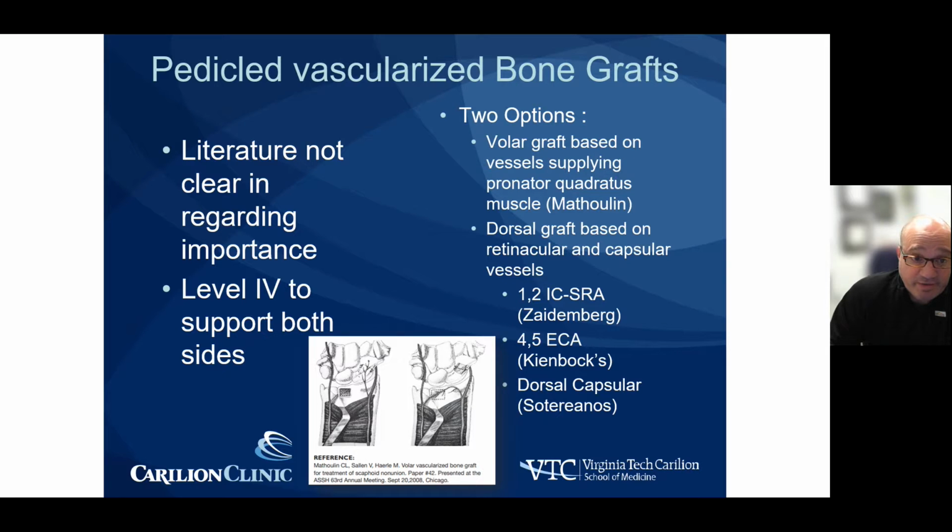When you consider the pedicle bone graft, one of the workhorses in my practice is the palmar radiocarpal artery flap, as described by Mathoulin. Here's a picture of that palmar radiocarpal artery flap at the bottom. You can also consider dorsal pedicle grafts based on the retinacular capsular vessels, either the 1,2 ICSRA, which tends to be one of them, or the dorsal capsular flap. But again, level 4 evidence supports both sides, using pedicle bone graft versus not.